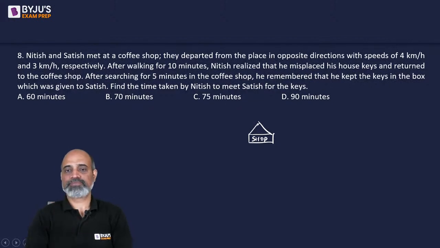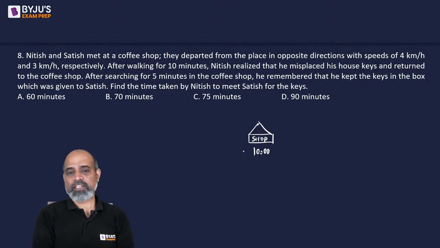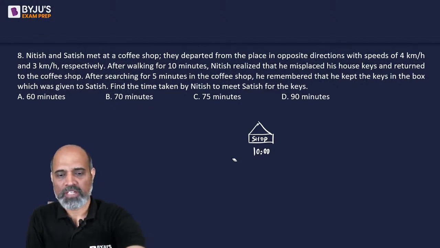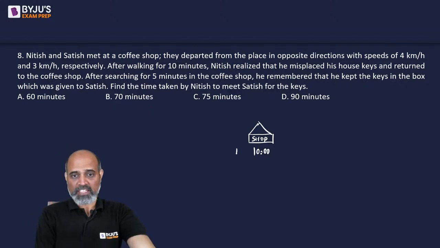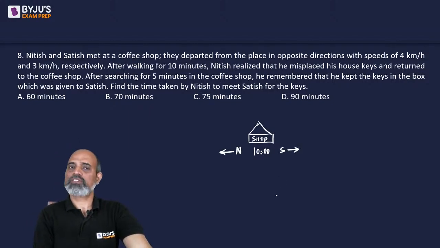इधर को मिले वो, ठीक है? And after they met, they leave. कितने बजे चले होंगे? तो let's say at 10 o'clock. ठीक है? They both. So Satish अपना Nitish को इधर ले चलते हैं. So Nitish started walking in this direction and Satish started walking in this direction.